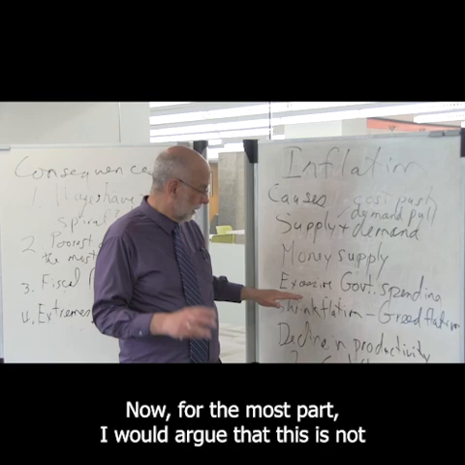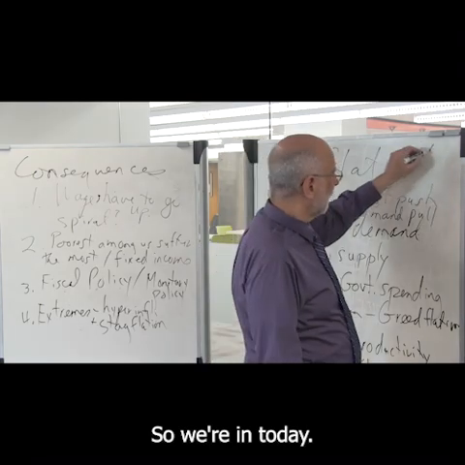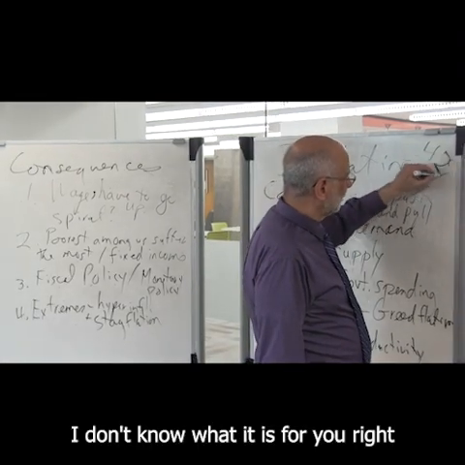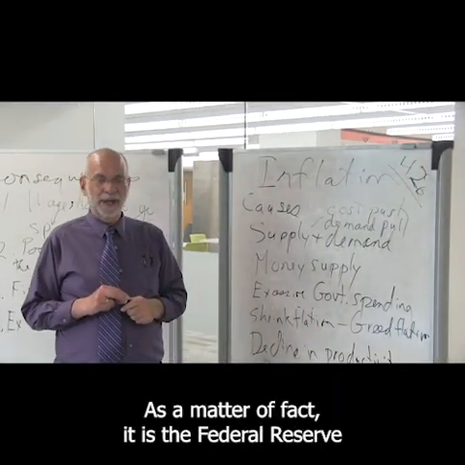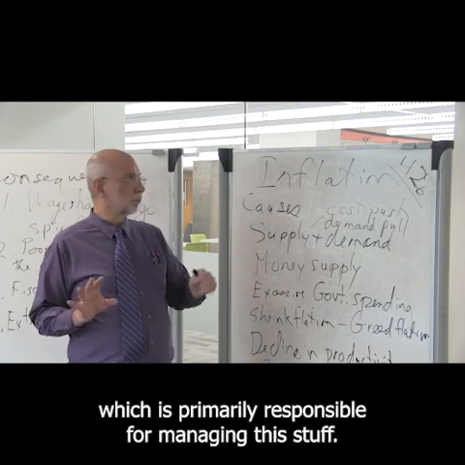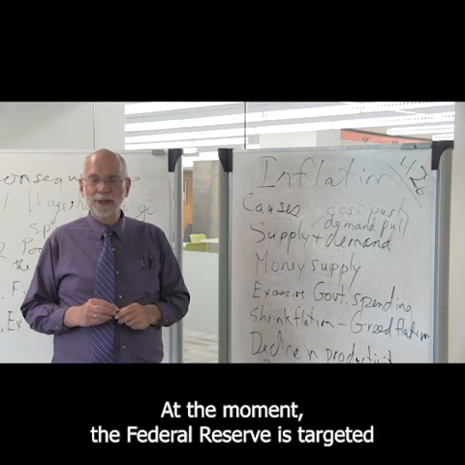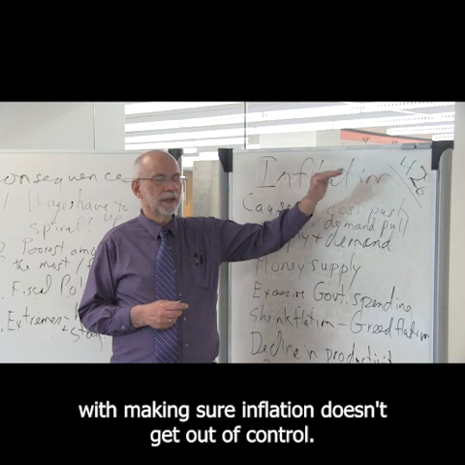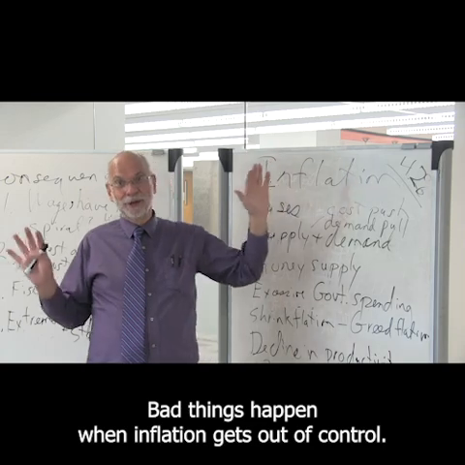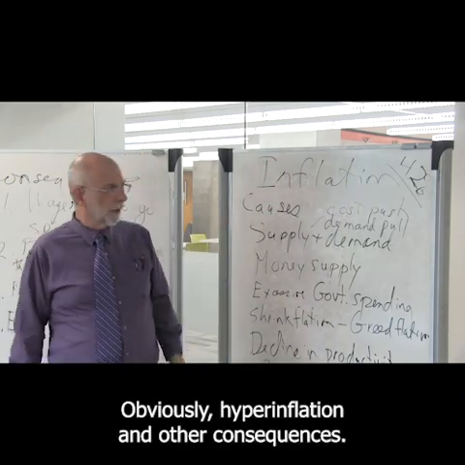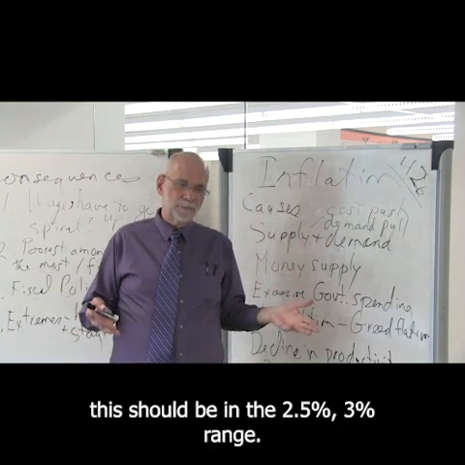Now, for the most part, I would argue that this is not a huge issue in terms of what inflation is today. So we're in today, I don't know what it is for you right now, but we're in the 4.2% range. Is that too high? Yeah, as a matter of fact it is. The Federal Reserve, which is primarily responsible for managing this stuff, they're an independent agency, or at least they are at the moment. The Federal Reserve is targeted with making sure inflation doesn't get out of control. Bad things happen when inflation gets out of control, with obviously hyperinflation and other consequences. And so what's going on is that this should be in the 2.5%, 3% range.